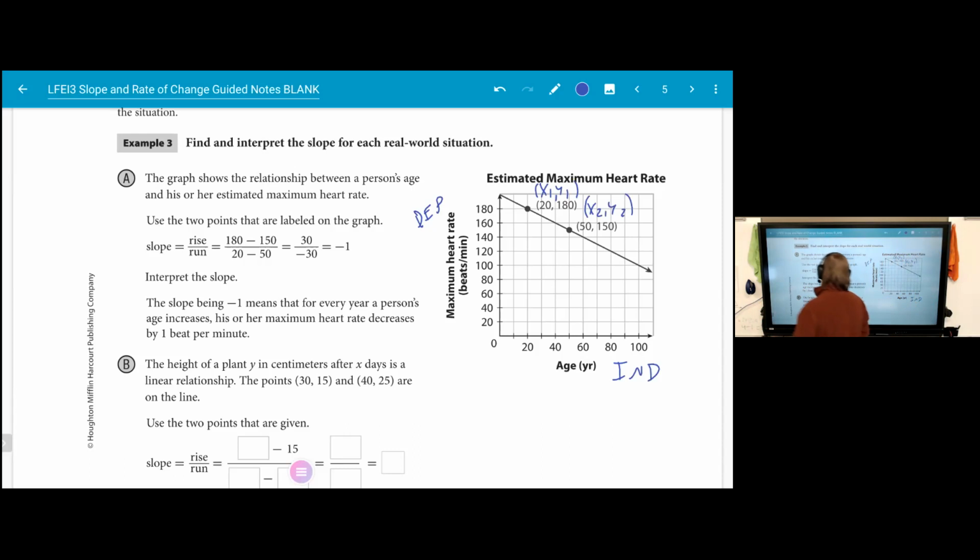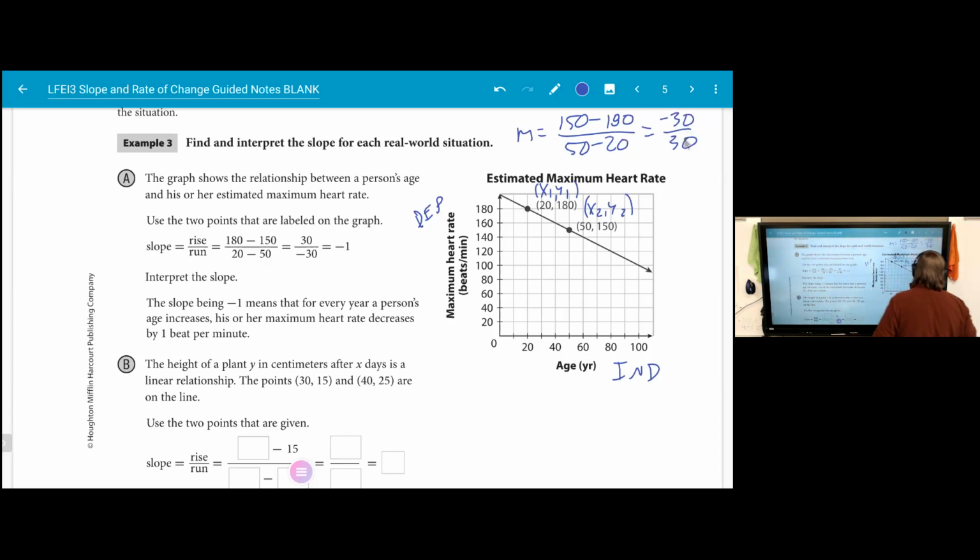Knowing the slope formula, m equals y2, which is 150, minus y1, which is 180, divided by x2, 50, minus x1, which is 20. Negative 30 divided by 30 simplifies to negative 1 over 1.